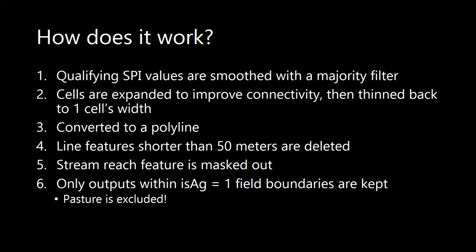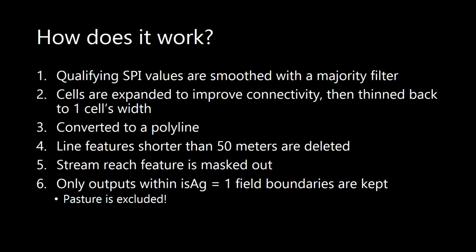So while the tool is running, let me give you the lowdown on how it actually works. First, it's going to take qualifying SPI values. That's any value that's greater than that standard deviation. And that's going to be smoothed with a majority filter. Whatever is remaining, those cells will then be expanded to improve overall connectivity. And then it's going to be thinned back down to 1 cell's width. Those remaining quote-unquote lines are then going to be converted to a polyline feature.